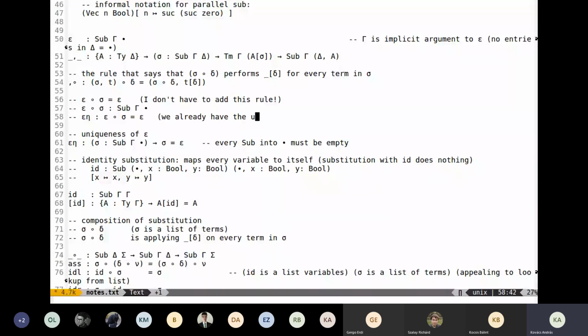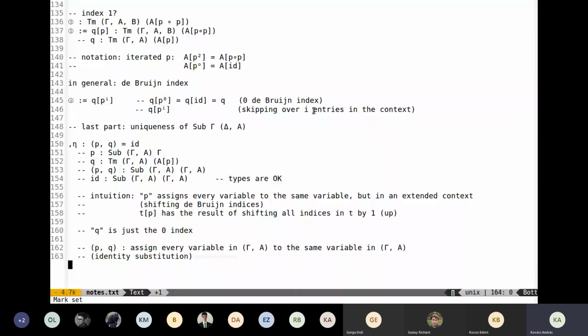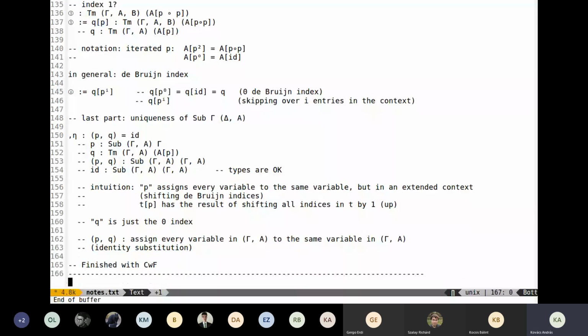So we already have the uniqueness rule for epsilon, and we can just use it. So we don't have to add this rule because it is derivable from other rules. And with this we are finished with CWF, and now we can have some examples.